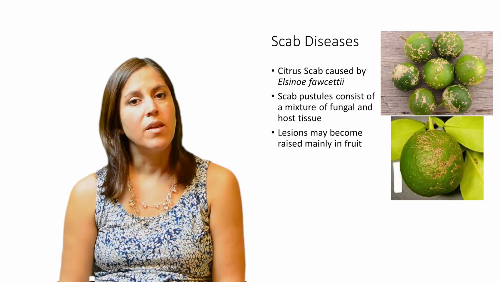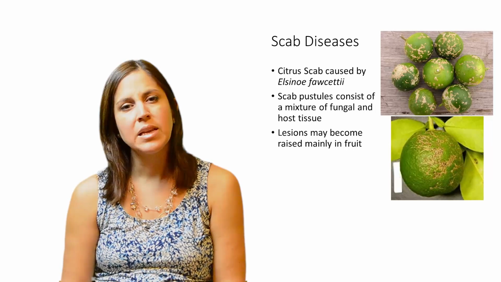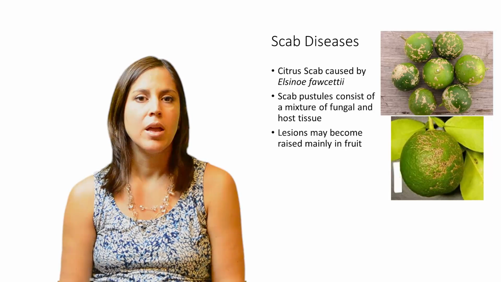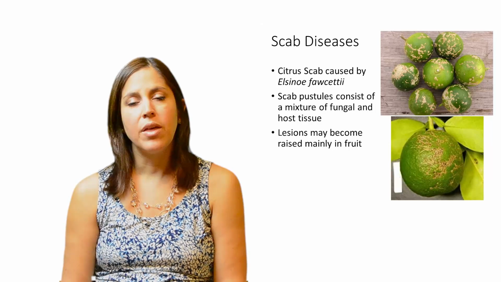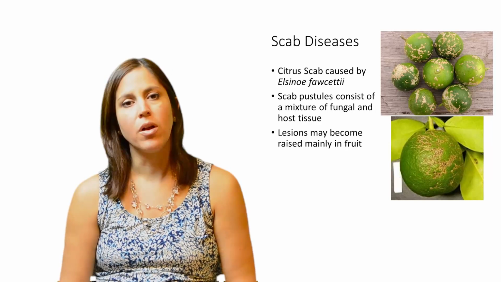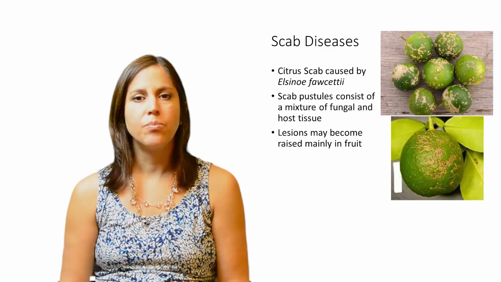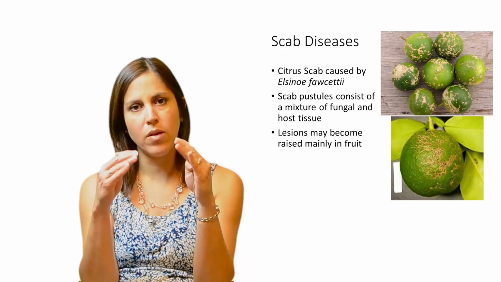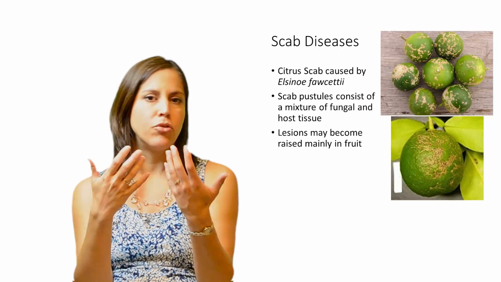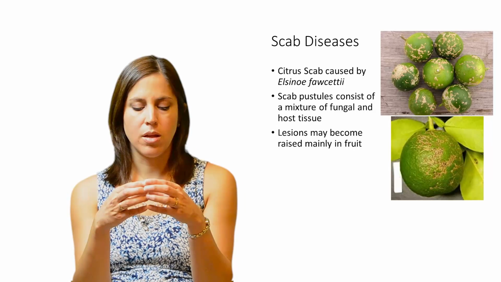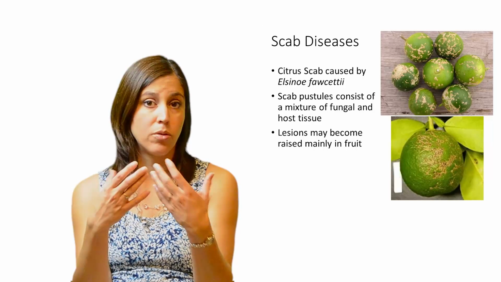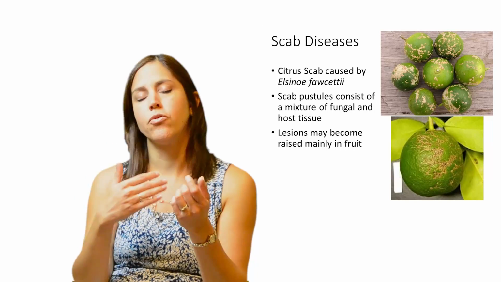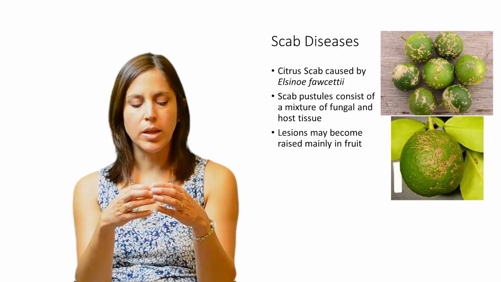Another necrotic disease is the scab diseases. Another example with citrus is citrus scab, which is caused by Elsinoe fawcettii. This fungus produces pustules, which are a mixture of the fungus and the host tissues. The fruit is the part that is sold, and it is sold basically on aesthetics. If the fruit is blemished, it's going to go for juice and not for the fresh market.